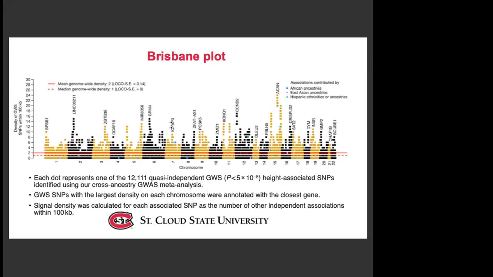So this much, 12,000 SNPs. That associated means that the covariance is 0.01 or 0.1. So 12,000 almost independent SNPs that are associated with height. So this is the largest GWAS study for human height in history.